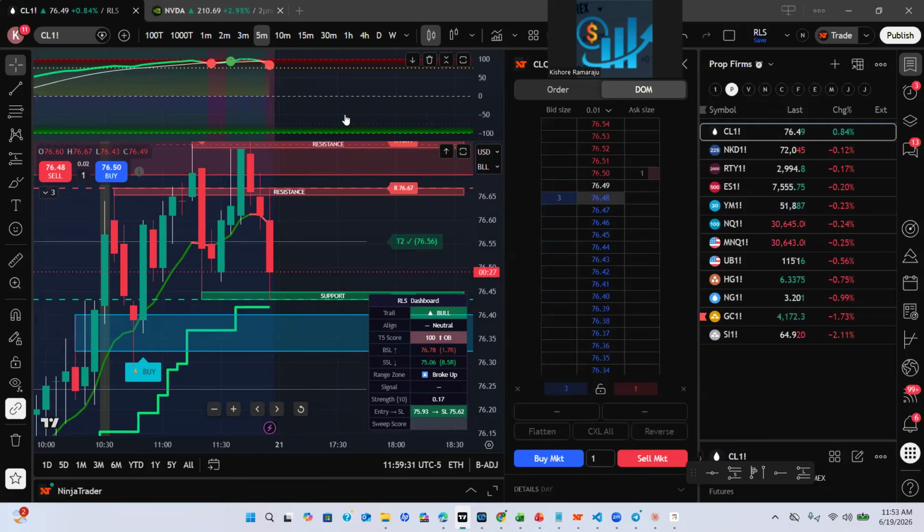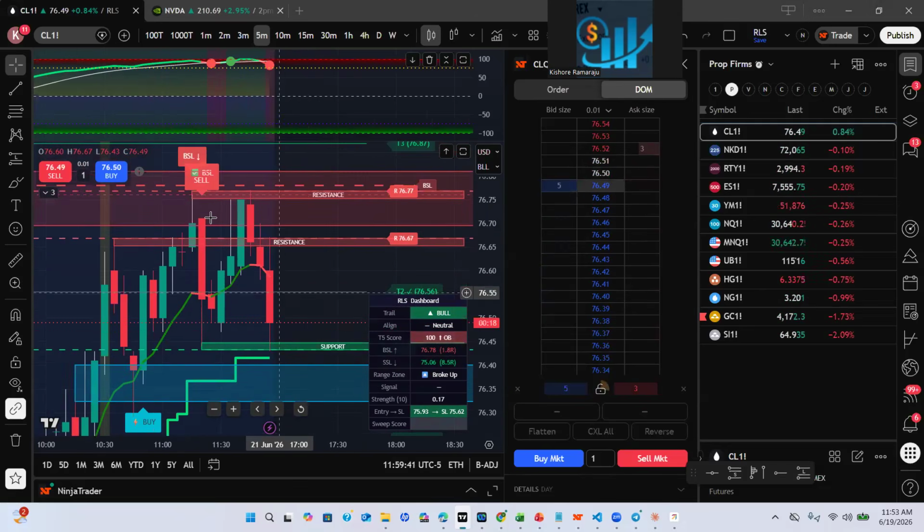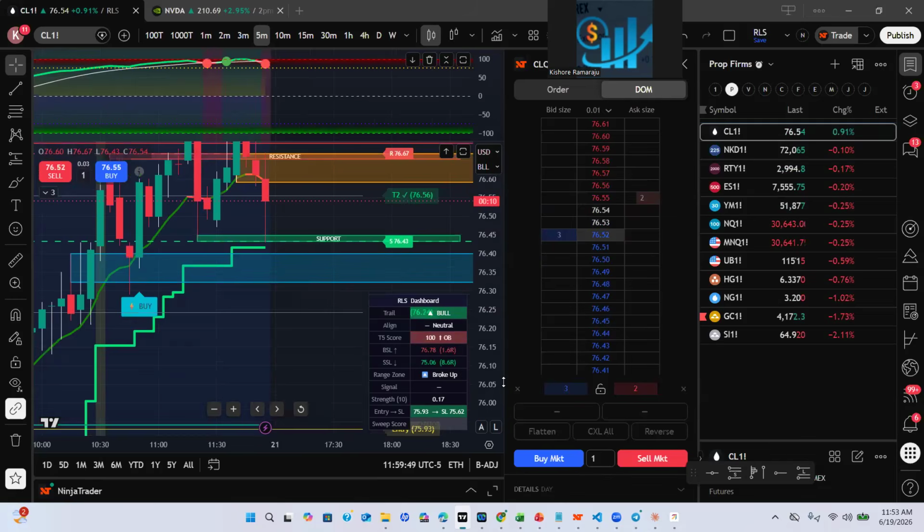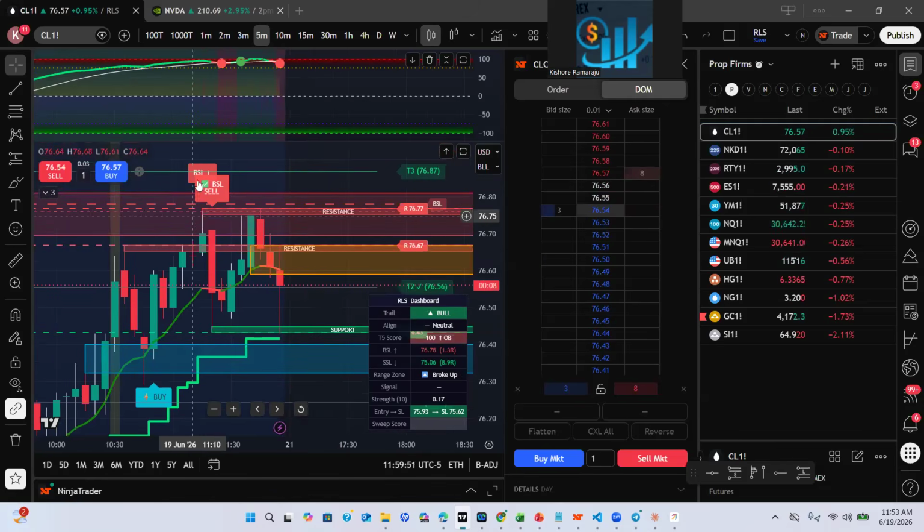That's it, everyone. Hope the concept was clear. What is liquidity sweep? What is buy liquidity? What is sell liquidity? What will market makers do? How they go above the resistance, break all your stop losses, and then bring the market down. And then how you can take the trades and how you can make profits.